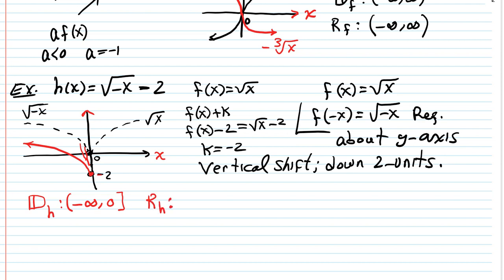The graph starts at negative 2 right here, and it moves to the left. So the range is going to go from negative 2 to infinity. For domain, we look at x from left to right. For range, we look at y from south to north, from bottom to top. And there we have that one. That's the square root of negative x minus 2.